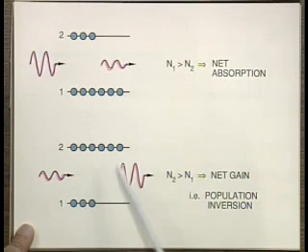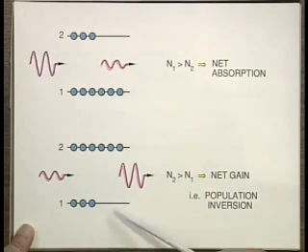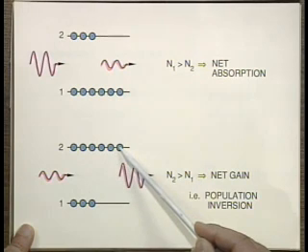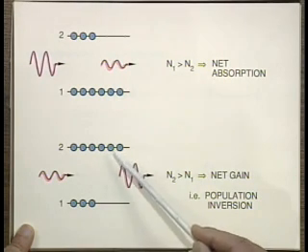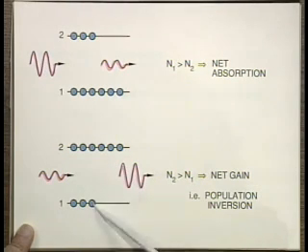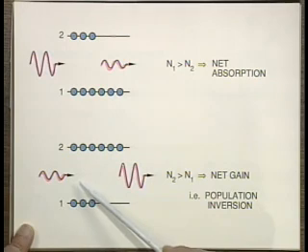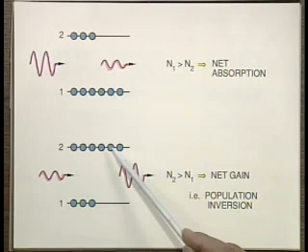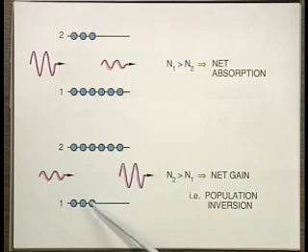Gain is when there is more in the upper than lower. Because if N2 is bigger than N1, then we have net gain. And from now on, I'll be referring to it as a population inversion. Because normally atoms like to be in the ground state to start with and not in the excited state. So, as we'll see later, I have to do something to put the atoms up here, and it's the net difference that will give me the gain. Okay, so now it's only a matter of how to put more atoms in the upper state than in the lower state that will give me the gain.